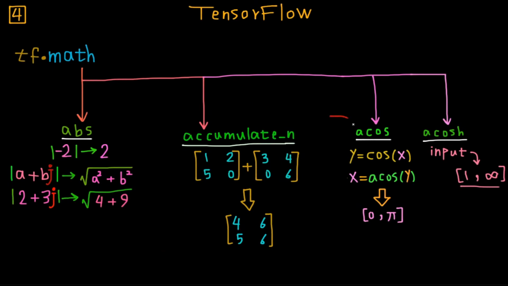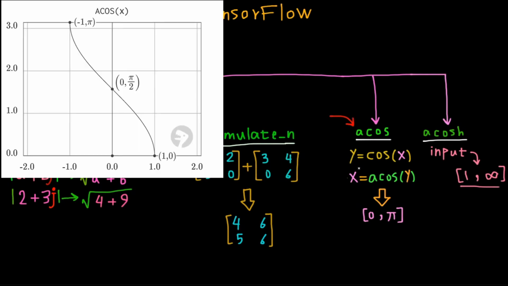Now let's go to inverse cosine function. This function computes inverse cosine of tensor element-wise. The first thing you should know is that the input range is between -1 and 1, and the output has a range of 0 to pi.